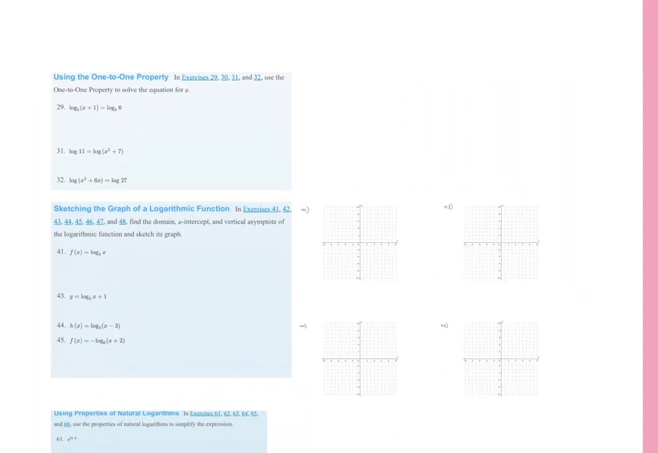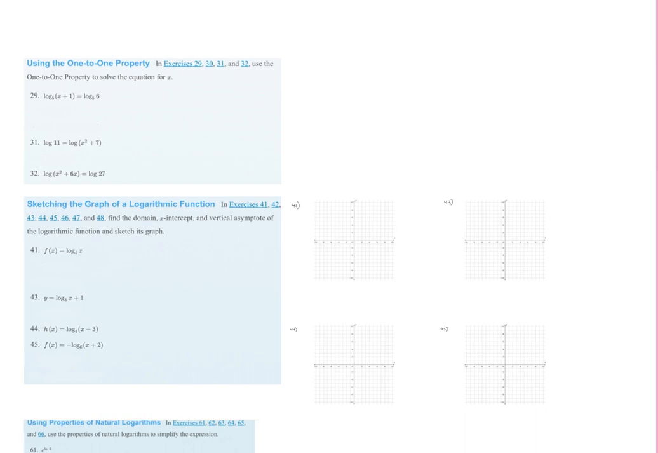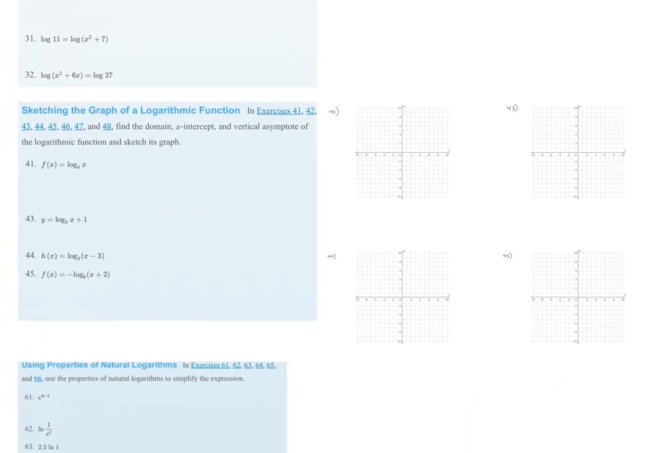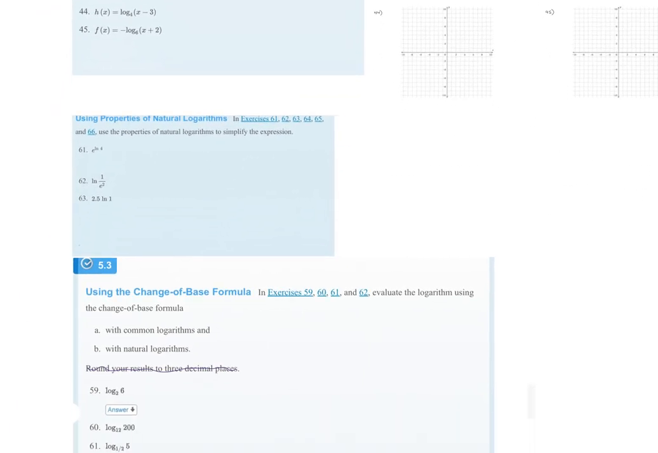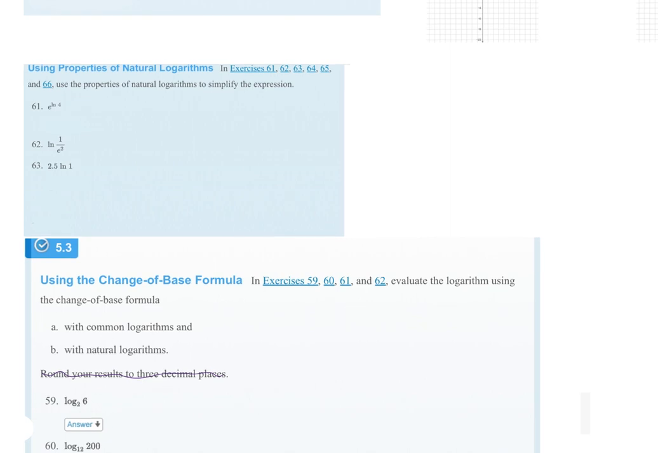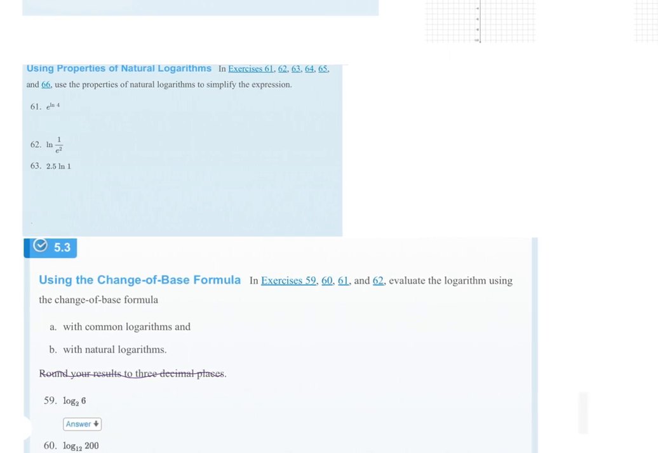Okay, on the second page, the top is your one-to-one logs, which we practiced yesterday, because it was in that section too. Then comes the graph of your exponential. Then all your ln of e's. These are without a calculator, so these should all simplify using all the shortcuts for ln's.